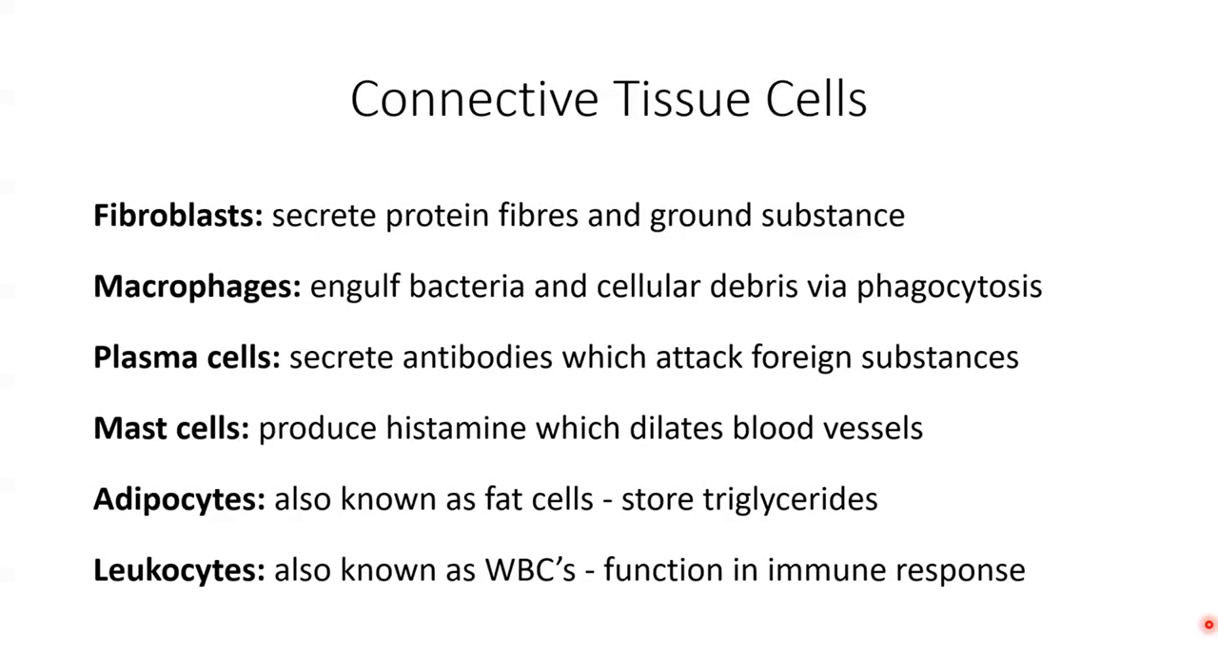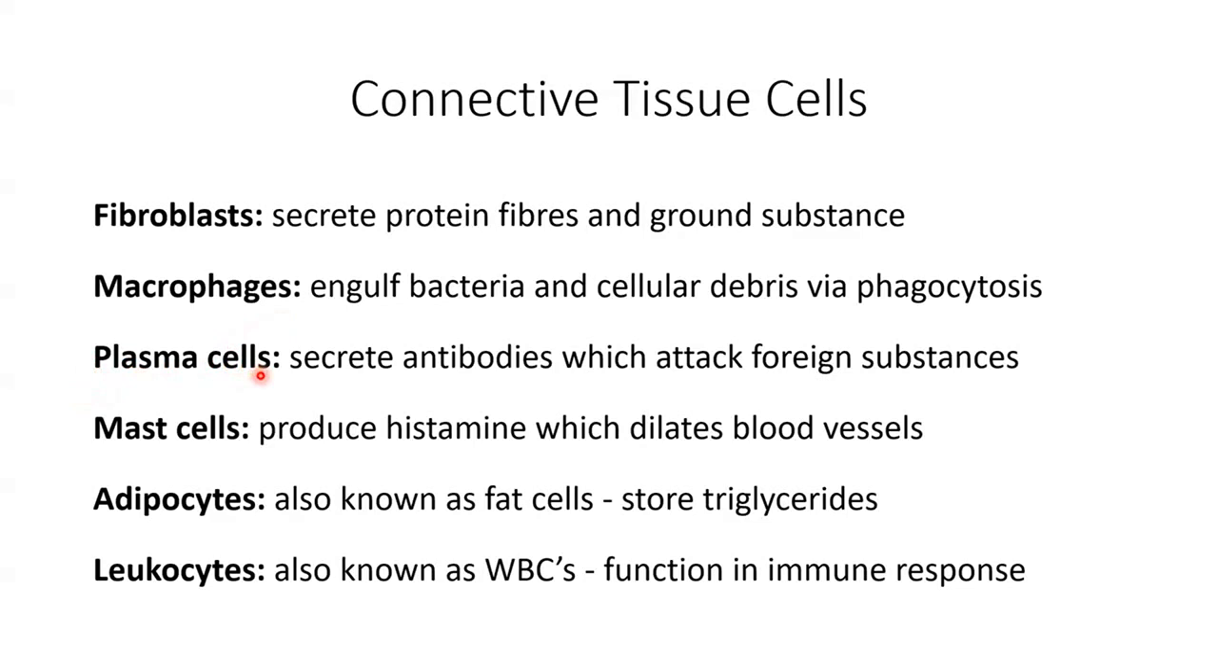Taking a look at the common connective tissue cells, the most common connective tissue cell is our fibroblast. A fibroblast is a large flat cell with branching processes, or branching arms, that moves through the connective tissue, secreting protein fibres and ground substance. We have macrophages, which develop from monocytes, which are a type of white blood cell. Macrophages have quite an irregular shape with short branching processes, and they're capable of engulfing or eating bacteria and cellular debris via phagocytosis.